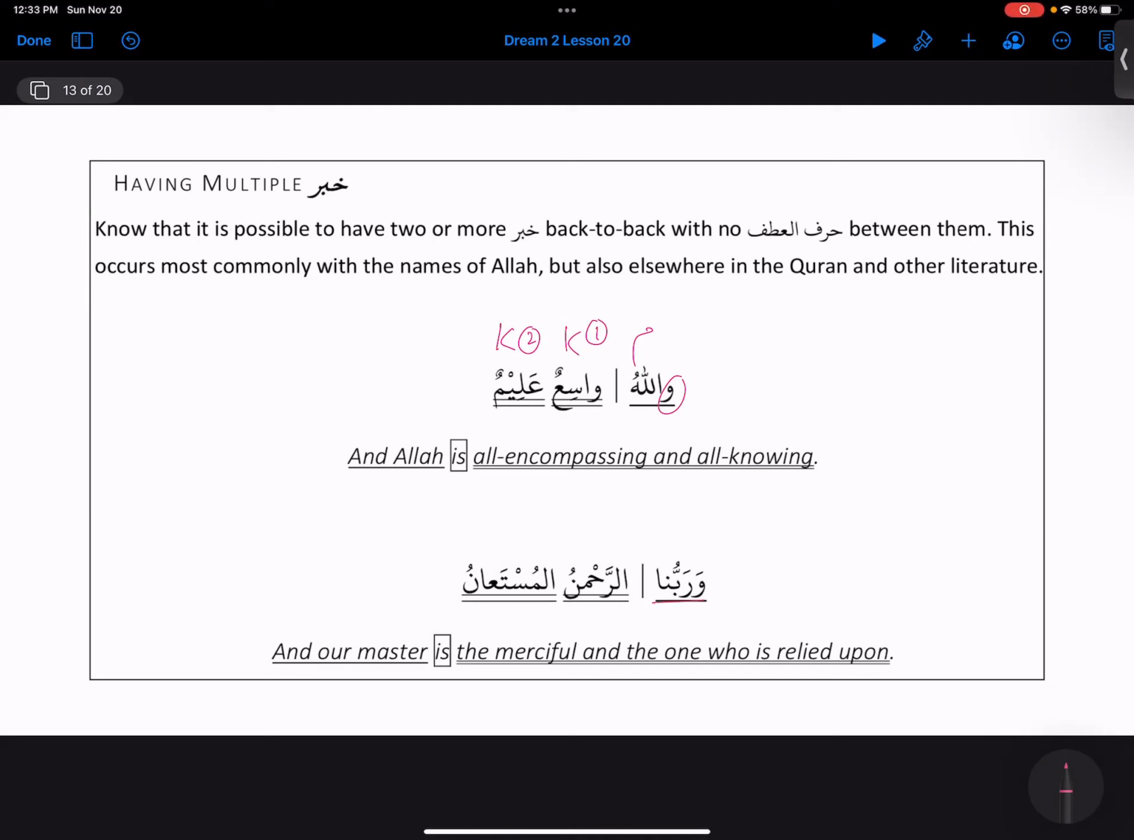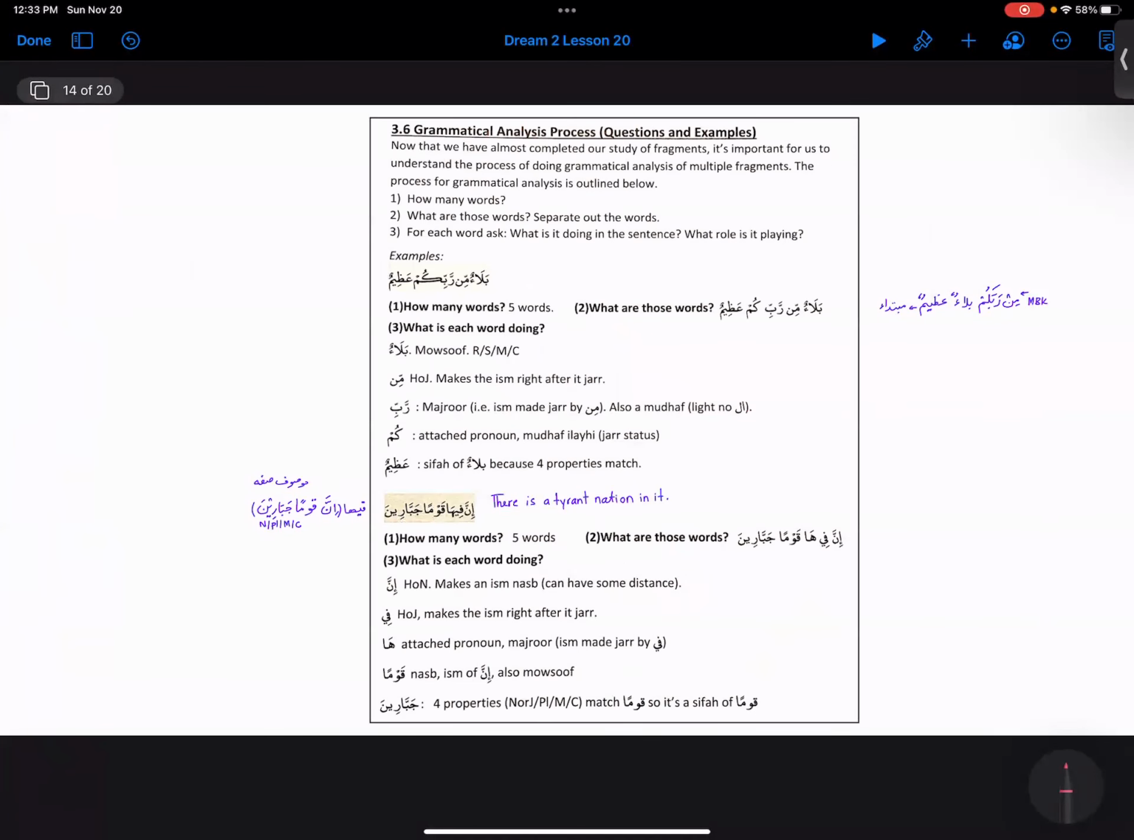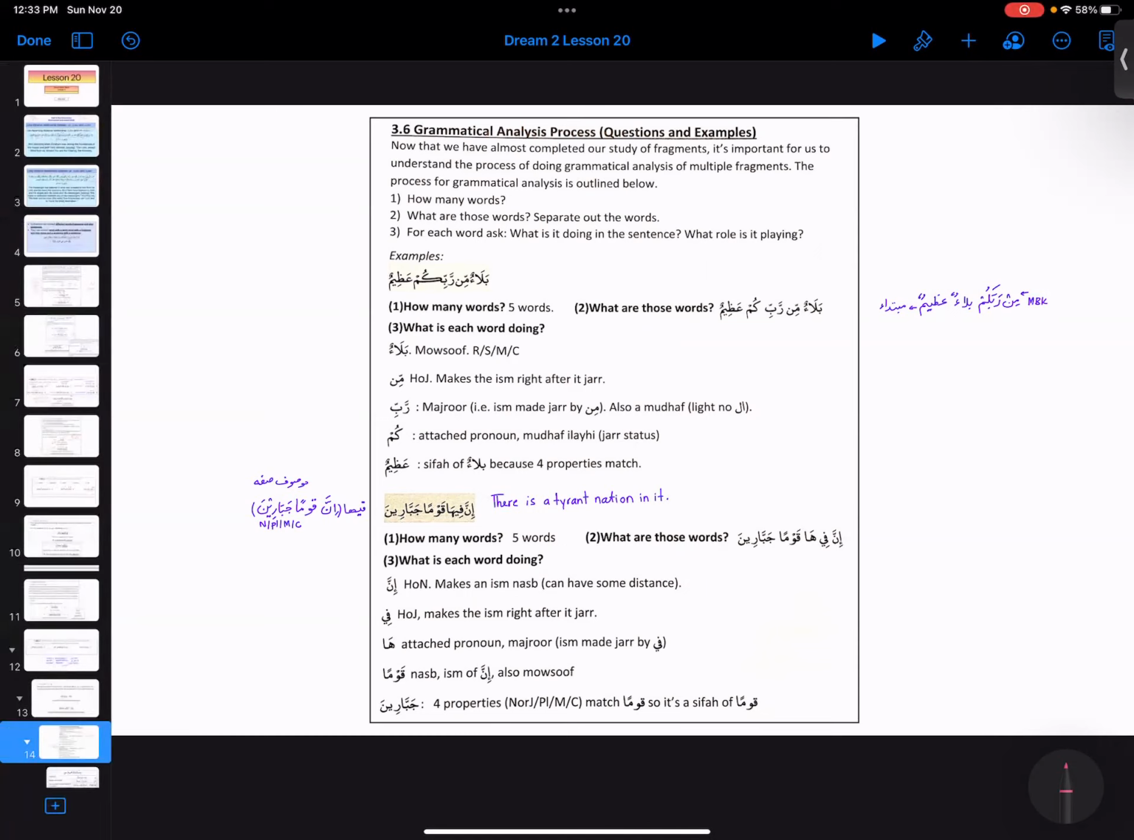Rabbuna, our Rab. So this is my mubtada. Ar-Rahmanu, Al-Musta'anu: I cannot say this is mawsuf sifa. Why not? They are the attributes of Allah. So khabar number one and khabar number two. Okay. Bala min rabbikum azim. This is basically everything is written, so you guys can read through.